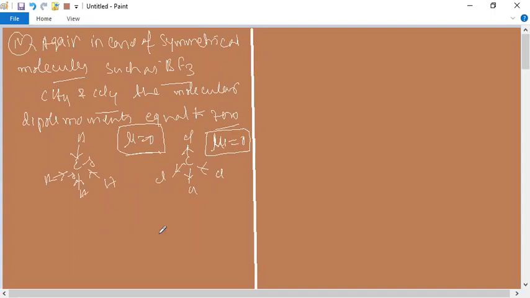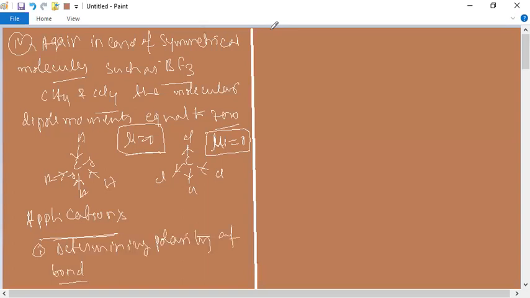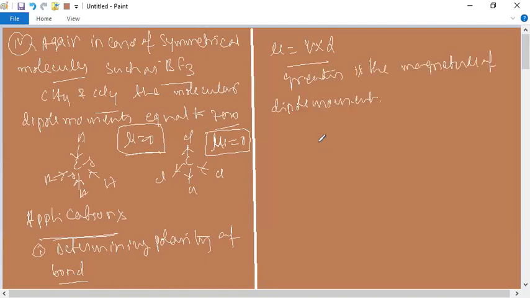Next, we are going to study the applications. Here, in determining the polarity of bonds, what are the uses of this? Bonds have polarity, and polarity can be determined by using this. We have the dipole moment formula mu equal to Q into d. In this case, the greater the magnitude of dipole moment, the higher will be the polarity of the bond.